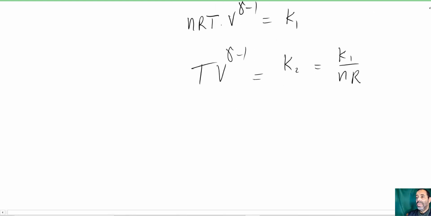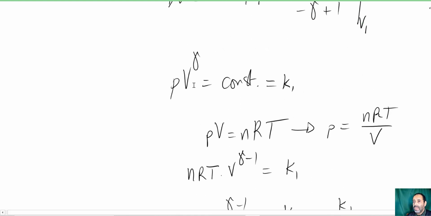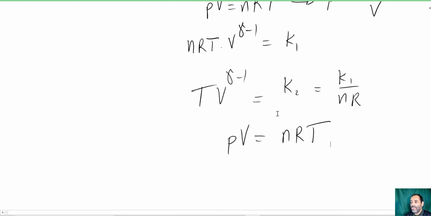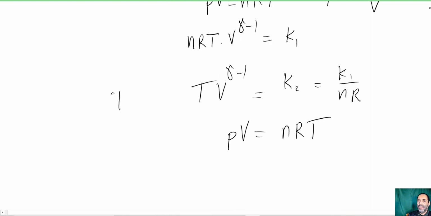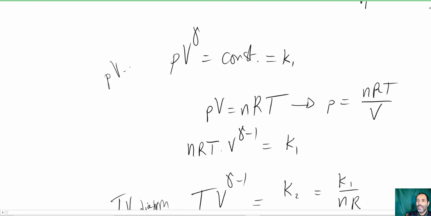So I need you to finish this one, because you're supposed to use the same expression, PV equal to nRT, and eliminate in that process the volume. So we're going to put the volume in terms of P and T, and then find a new constant that relates to it. So this is how the expression looks in a TV diagram. We found that this is how it would look in a PV diagram.